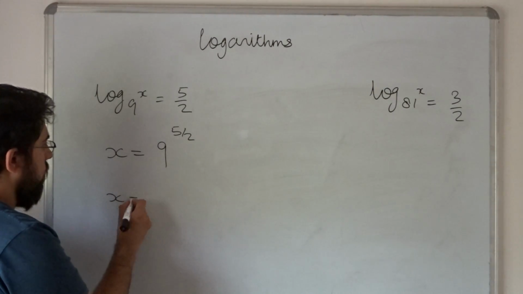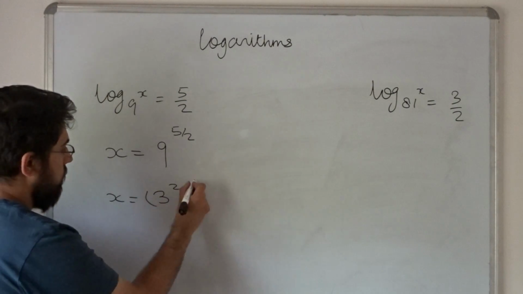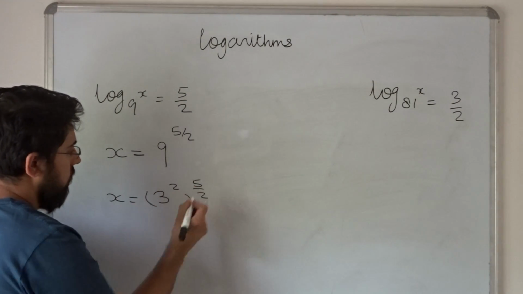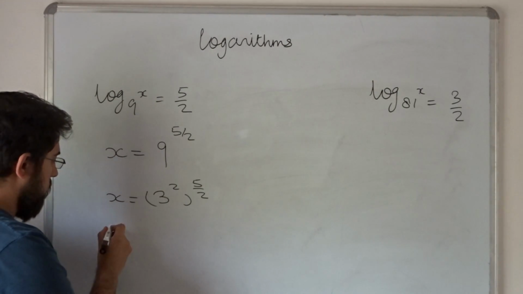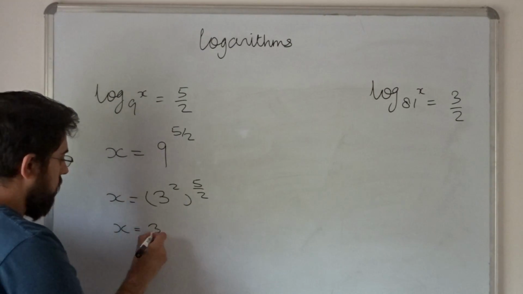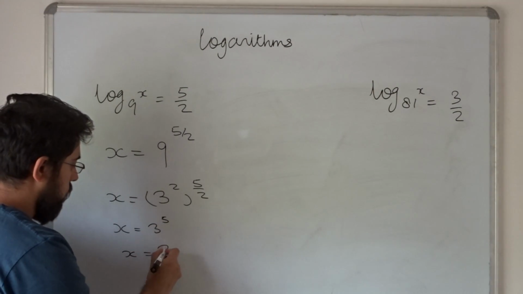So then, over here, what do you get? You get 3 to the power 2, to the power 5 by 2. Then the 2 and 2 here, they both get cancelled out. So 3 to the power 5, x equals 243.